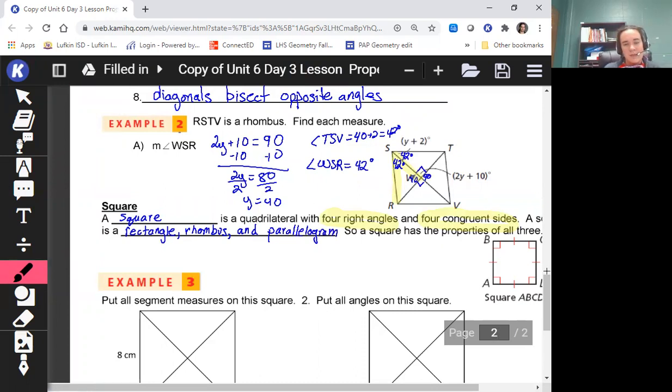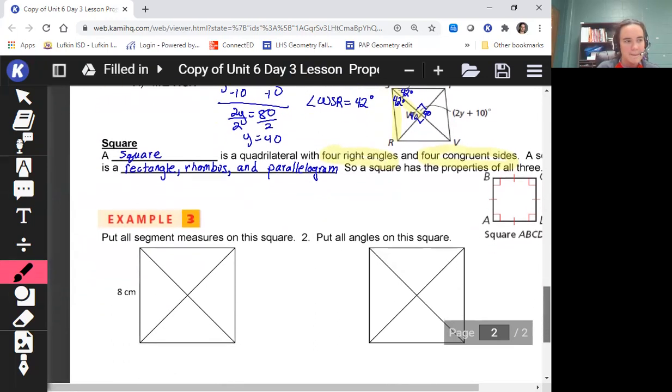So that means that it has opposite sides that are parallel, opposite sides that are congruent, opposite angles that are congruent, diagonals that bisect each other, and same side interior angles that are supplementary because it's a parallelogram. It has 4 right angles in the corner and diagonals that are congruent because it's a rectangle. It has 4 congruent sides, diagonals that are perpendicular, and diagonals that bisect the opposite angles because it's a rhombus. So it's got all the properties we've talked about today.